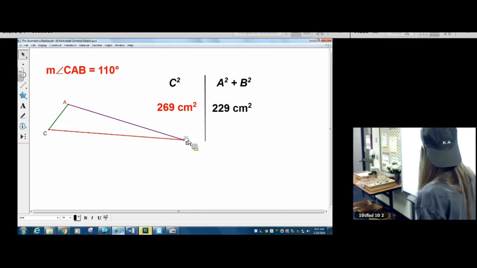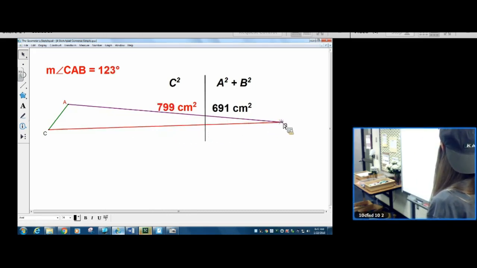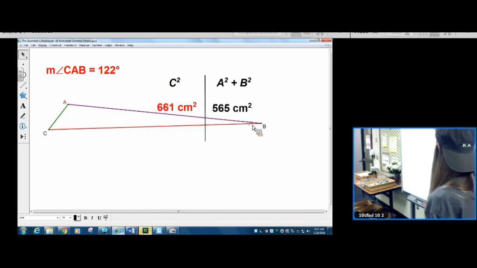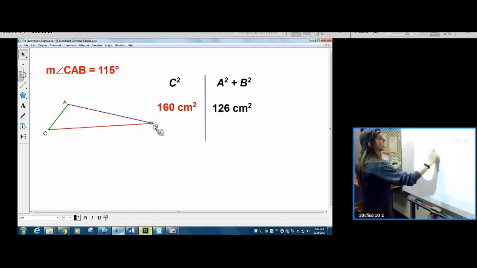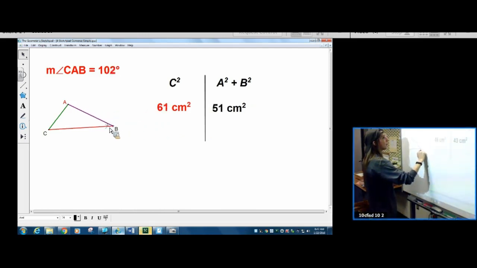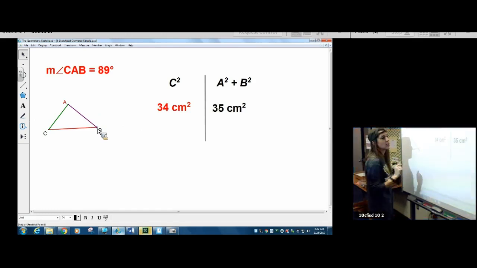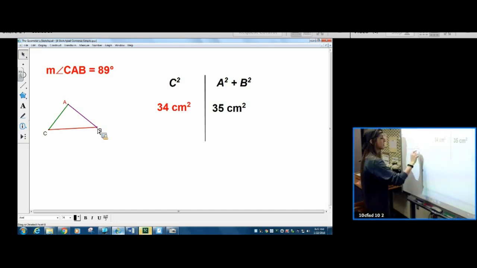Now, let me just keep playing with it. Here we go. My angle is getting bigger. C squared's still larger. It's getting further away, isn't it? All right, let's go smaller. Is c squared still larger? Yeah. Let's go smaller. We're getting close. 97. Is c squared still larger? Yeah. Oh, 89 degrees. Is c squared still larger? No. Now c squared is smaller.